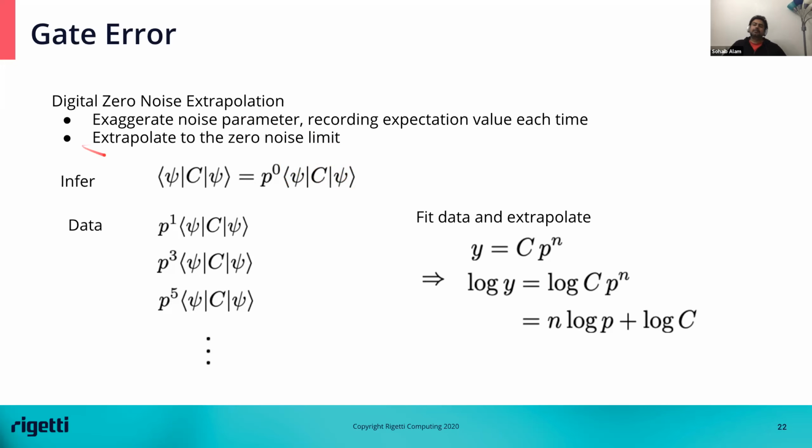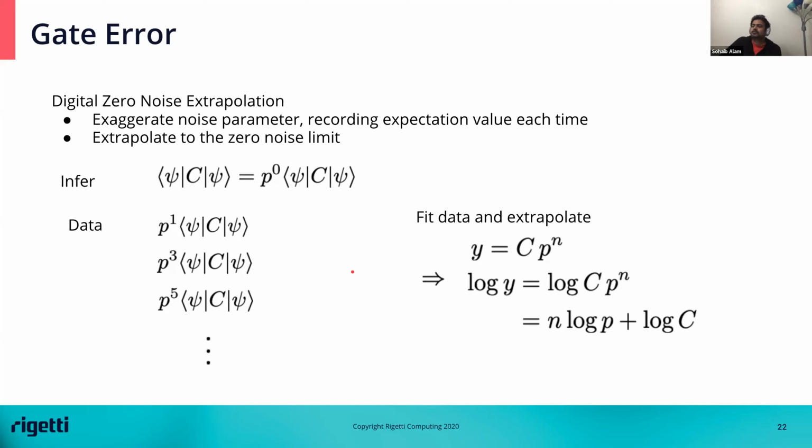And so that's what we mean by saying, okay, let's exaggerate the noise parameter artificially. That's what we did over here, recording the expectation value each time. That's the total product that we can compute or actually observe. And once we have that, we can use this kind of trick to extrapolate back to the zero noise limit and infer what the ideal expectation value should be. So that's basically the trick.